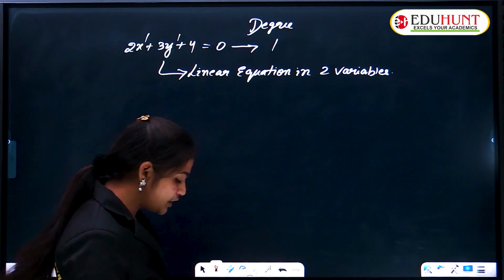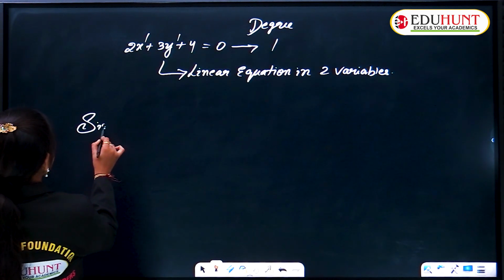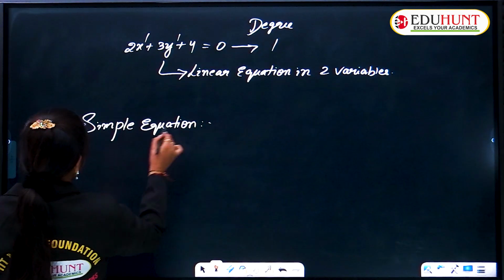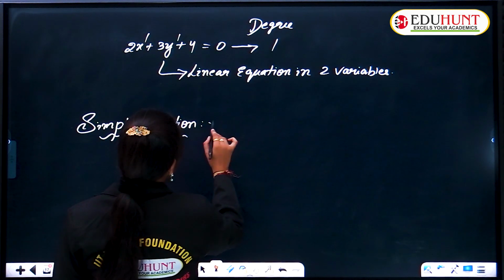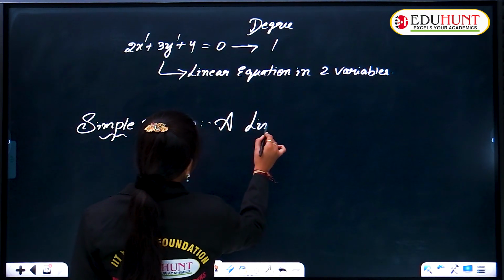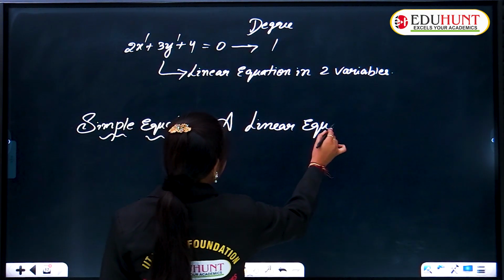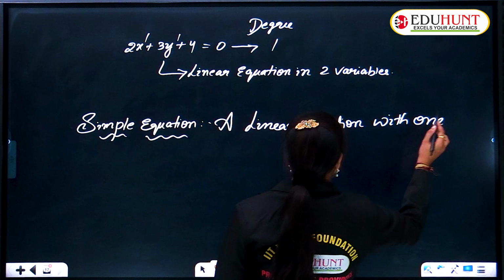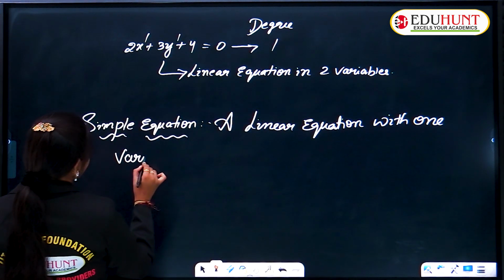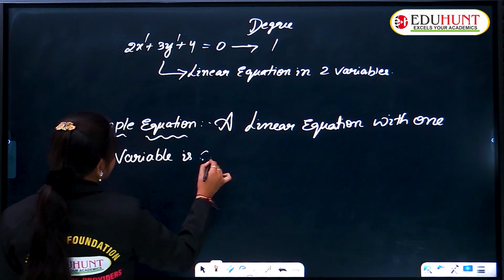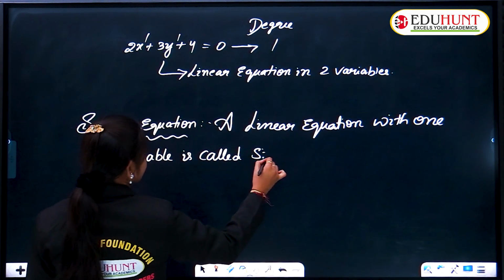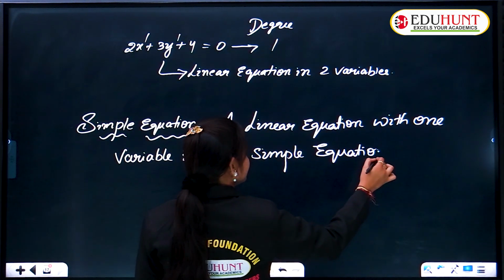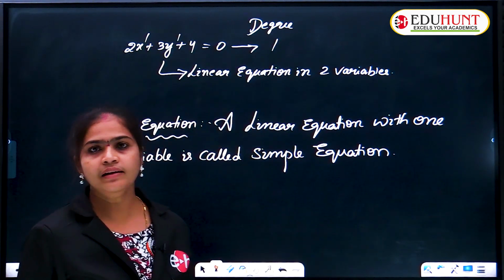What about that simple equation? A linear equation with 1 variable is called a simple equation. Understood? So this is about the simple equation.